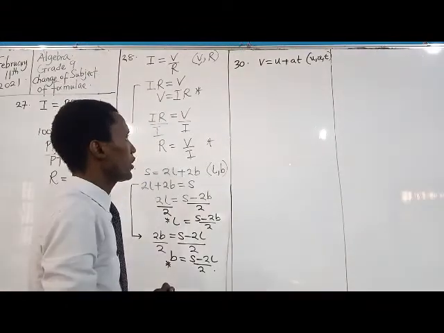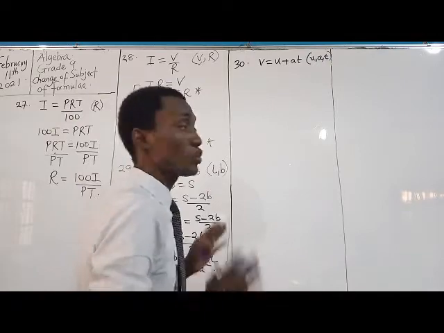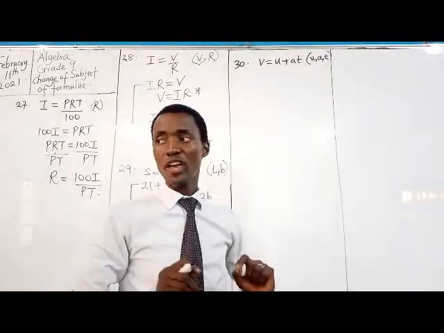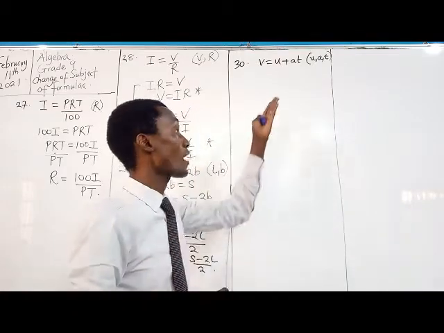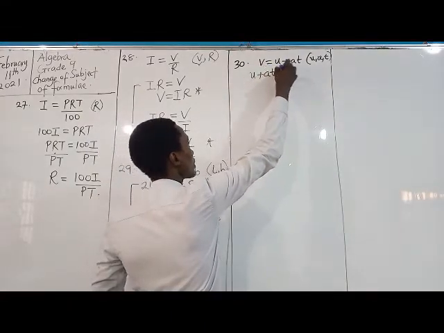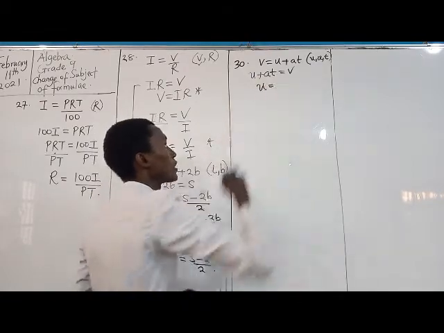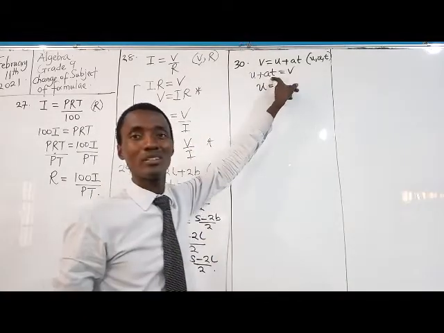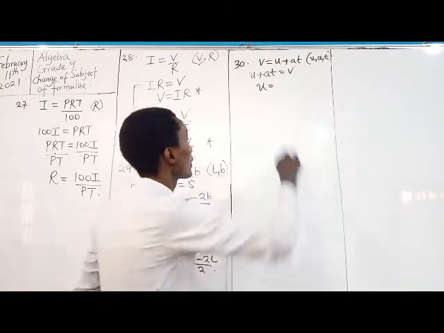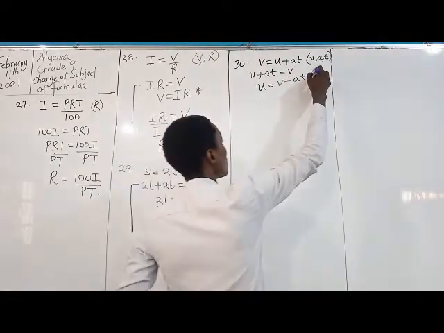Now, in this question, V equal to U plus AT, we are told to look for U, A, and T. You discover that all the subjects you need to take care of are on the right-hand side. So the first thing you need to take care of is to ensure that you have them all on the left-hand side. So that will be U plus AT equal to V. So for the first one, the objective is U. So I will need to move these two. They are surplus to requirements. And that will be V minus AT. And that takes care of the first one.